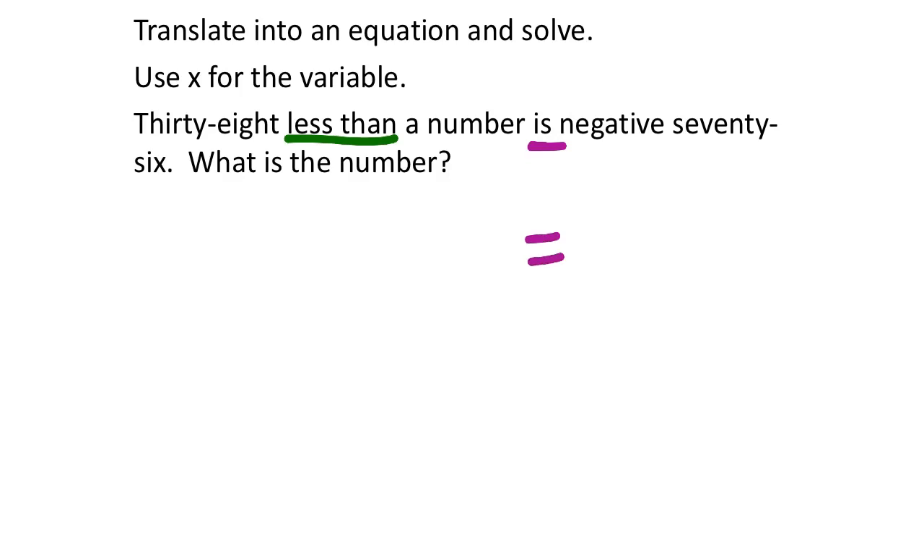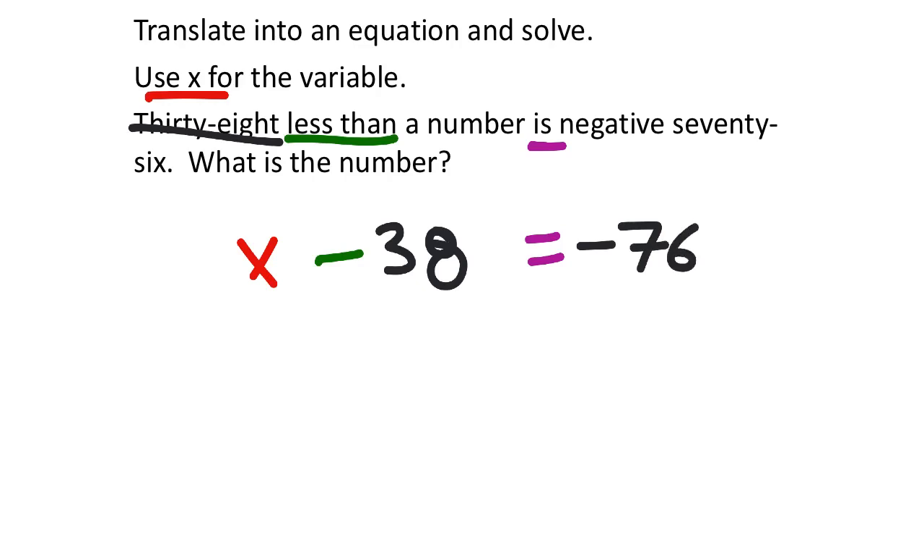Less than means we're subtracting, but we need to switch the order of the values they gave us. So it's 38 less than a number. And they did tell us to use x as the variable, so that's the number we don't know. x minus that 38 right there. Now this is negative 76, so negative 76. And this is the equation that we need to solve.